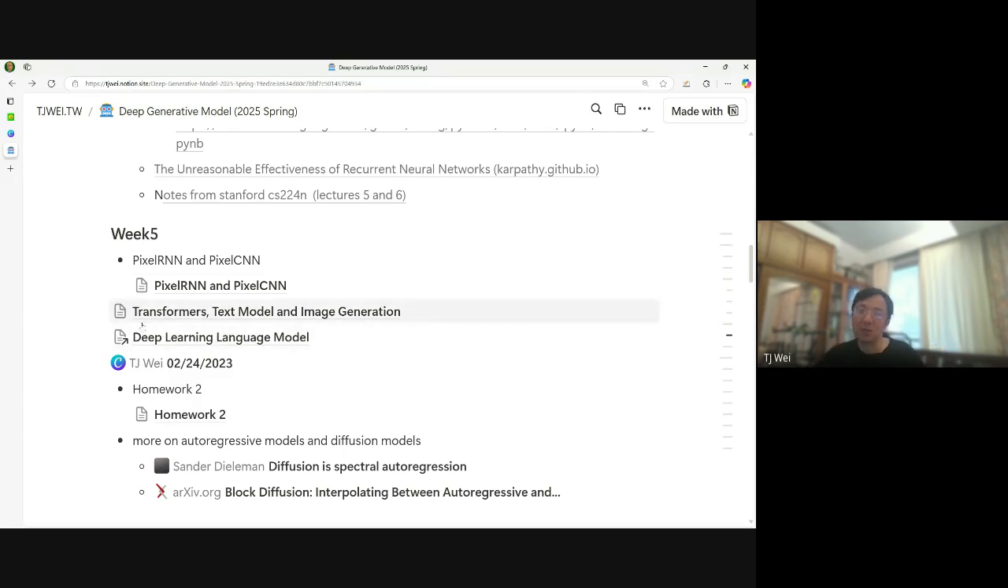But you may realize that the transformer is the current winner among all the models, so it must have some special characteristics or certain strengths that make people use it.